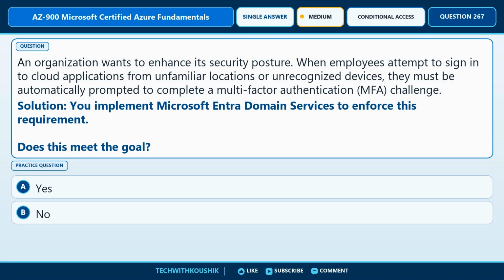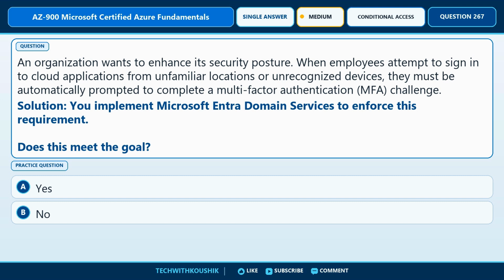Question number 267 brings in a useful concept. Let's focus on the following scenario. An organization wants to enhance its security posture. When employees attempt to sign into cloud applications from unfamiliar locations or unrecognized devices, they must be automatically prompted to complete a multi-factor authentication (MFA) challenge.